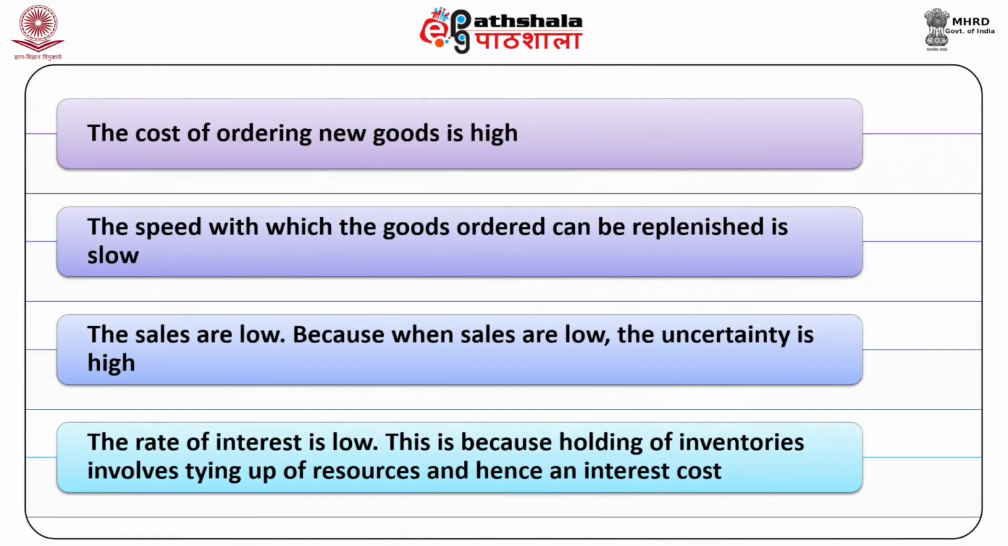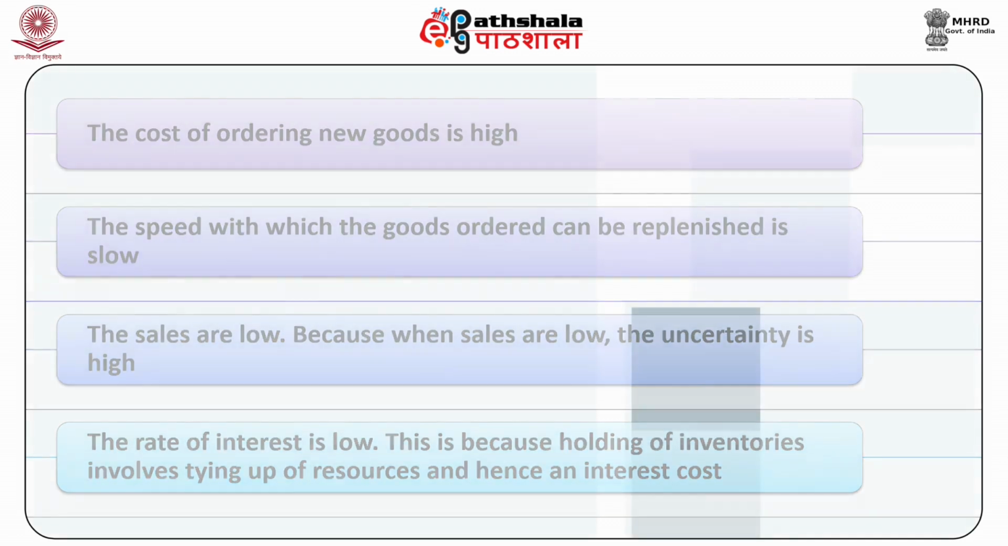The inventory sales ratio is high when the cost of ordering new goods is high, the speed with which the goods ordered can be replenished is slow, the sales are low because when sales are low the uncertainty is high, and the rate of interest is low. This is because holding of inventories involves tying up of resources and hence an interest cost.